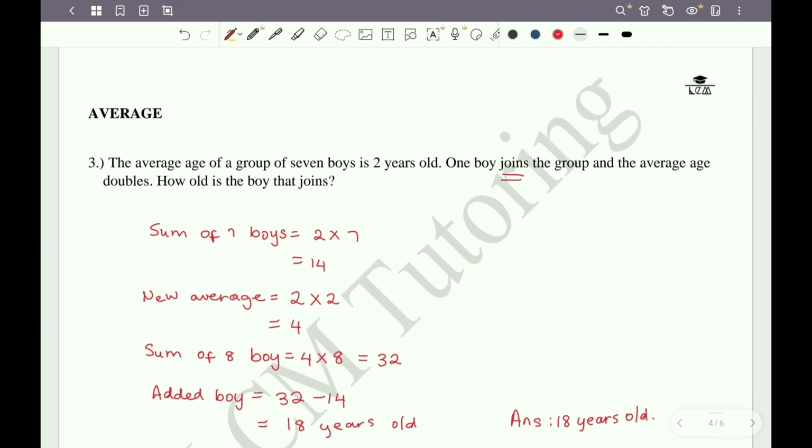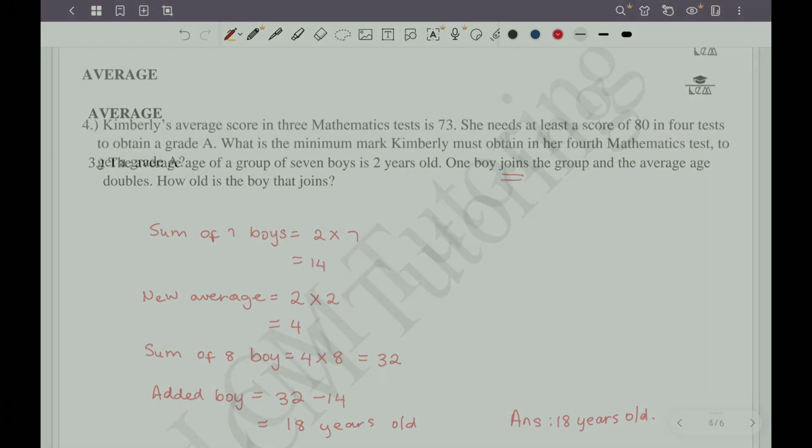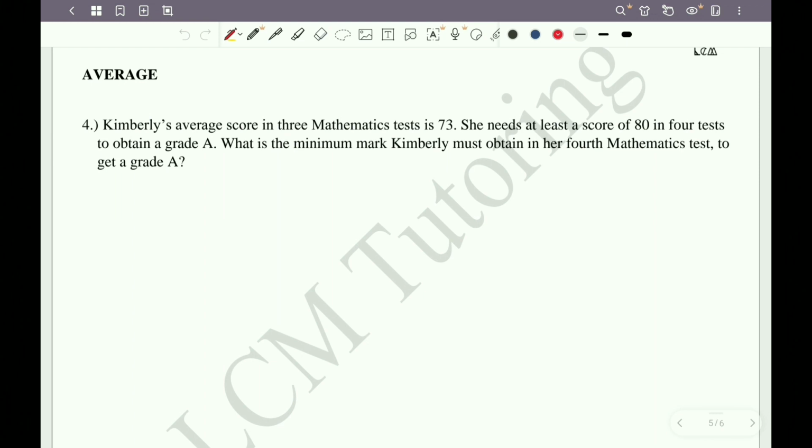Let's move on to question 4 now. All right, let's take a look at question 4 now. We have Kimberly's average score in 3 mathematics tests is 73. She needs at least a score of 80 in 4 tests to obtain a grade A. What is the minimum mark Kimberly must obtain in her 4th mathematics test to get a grade A?